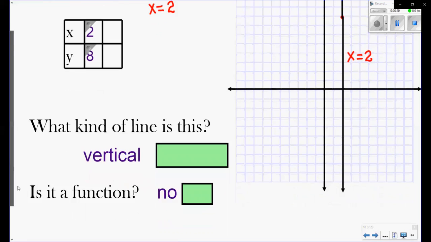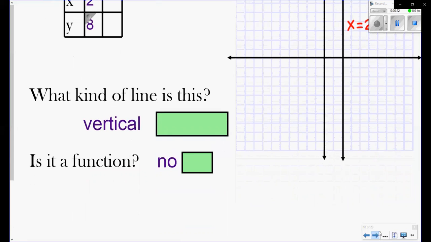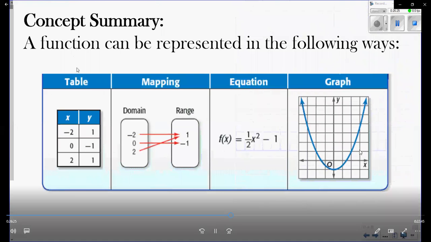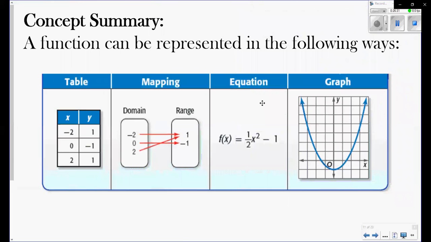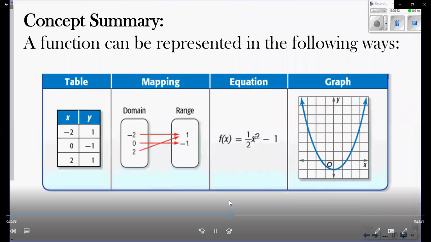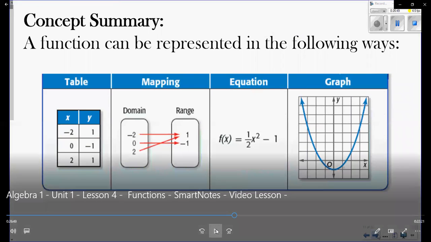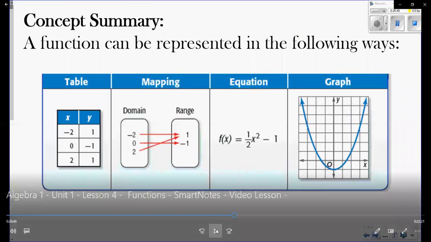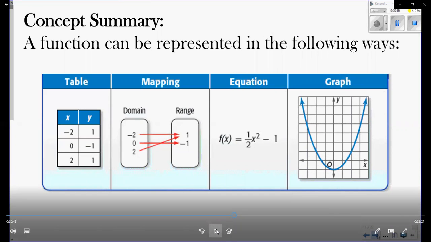Let's see if there's anything else. No. Let's move on. All right, so the summary. Functions can be represented in the following ways. You have a table, mapping, equation, but this one is not a function because you have that power there. But if it was just half x minus 1, yes, it'd be a function. You see that f of x. And you have a graph. So there are 4 ways that a function can be represented. All right, so I'm going to stop here. This will be functions lesson 4A, and then it will pick up with lesson 4B.